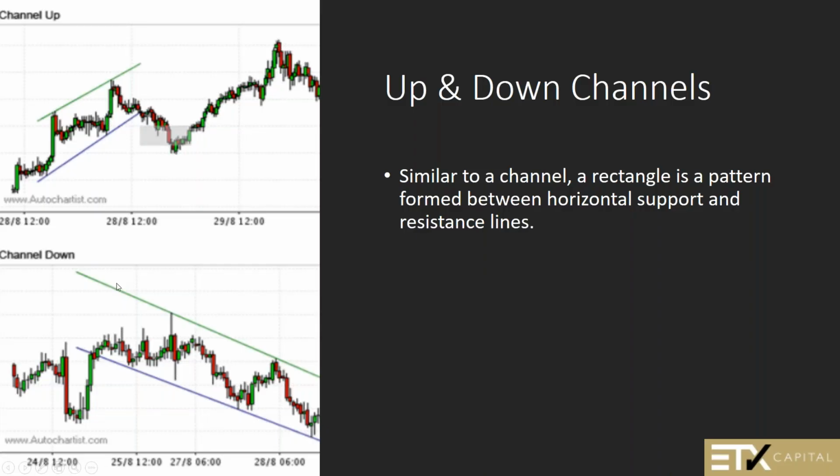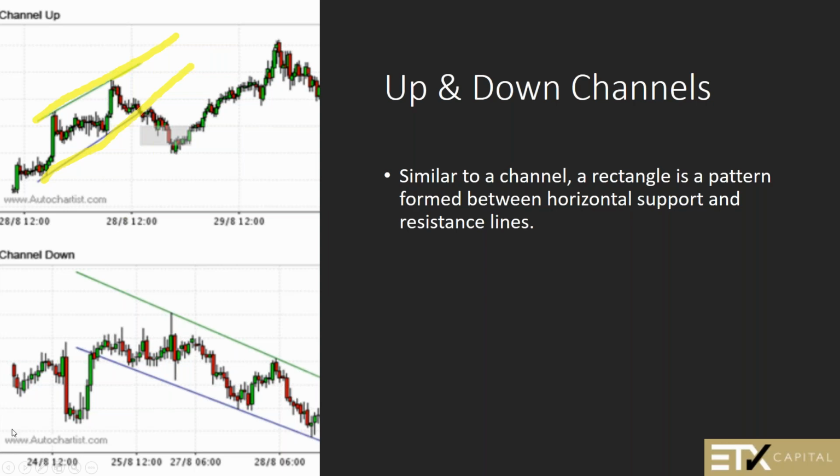Similar to a triangle, a rectangle is formed between horizontal support and resistance lines. Again, these support and resistance lines are used by connecting swing lows and swing highs and projecting out support lines. So in other words, we found a swing low, projected it forward, found a second swing low, and projected it out. Found a swing high, found a second swing high, and projected it out. And we now have a channel. Okay. Not very difficult. You have up channels and down channels.